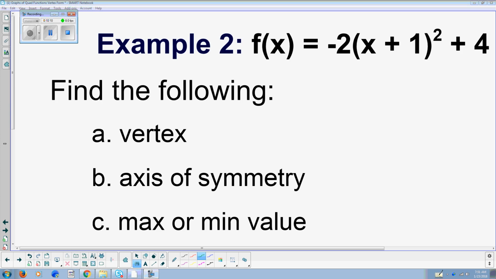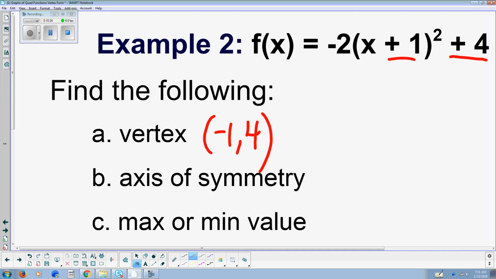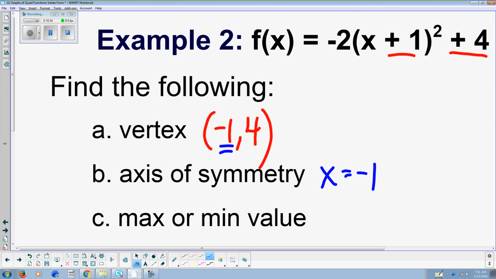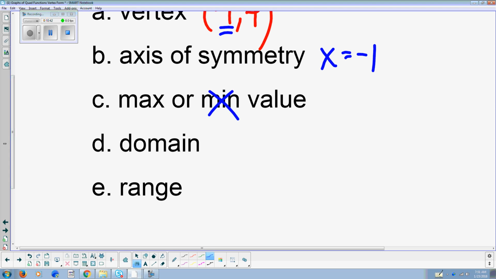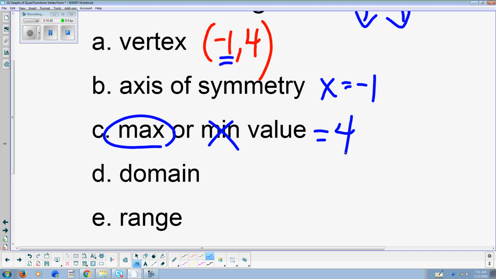For example 2, we have another function. We're asked to find the same key characteristics. So our vertex, really simple. Sign change, -1. Keep the sign, 4. Axis of symmetry, that's going to be our x coordinate of our vertex. So it's x equals -1. Maximum or minimum value, well, I do want you to note that this is a negative parabola, so it's frowning. So that vertex is at the top. So we don't have a minimum this time. We have a maximum value, and that maximum value is going to be our y coordinate, 4.